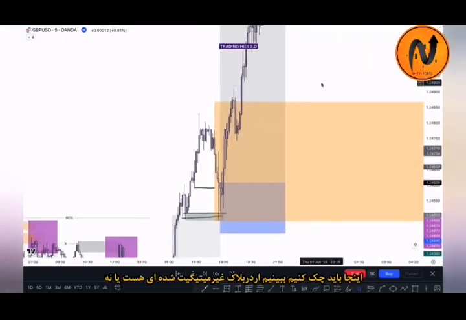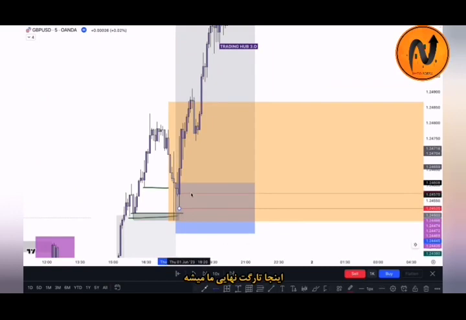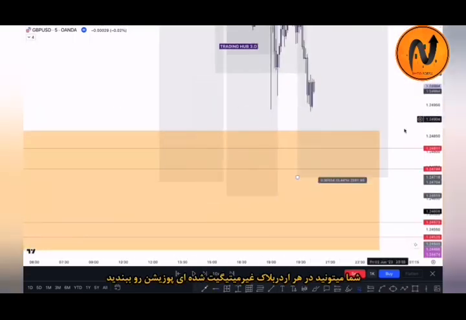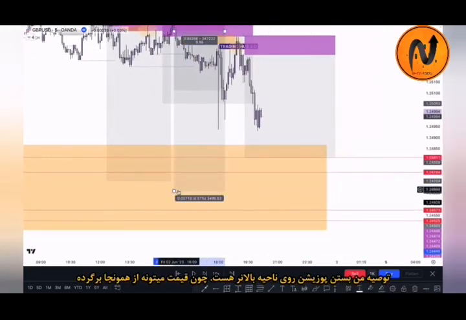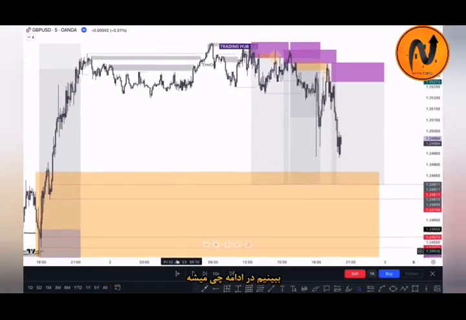In this case you have to check here if there is any unmitigated order block or not. So this one is our final target here, and the next one is here. So you can close on any unmitigated order block. I will suggest you close on the first one, this one, right? Because the market can turn. Now let's see what happened next after this one.